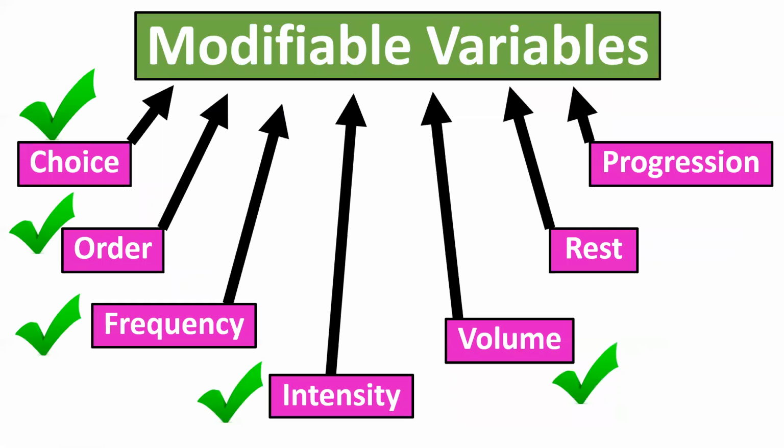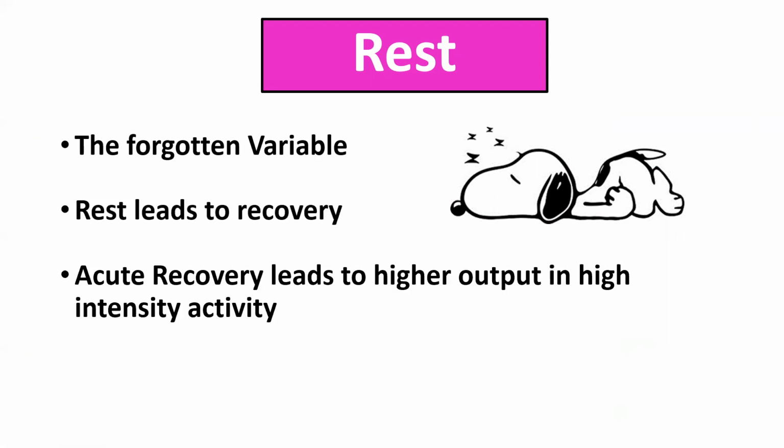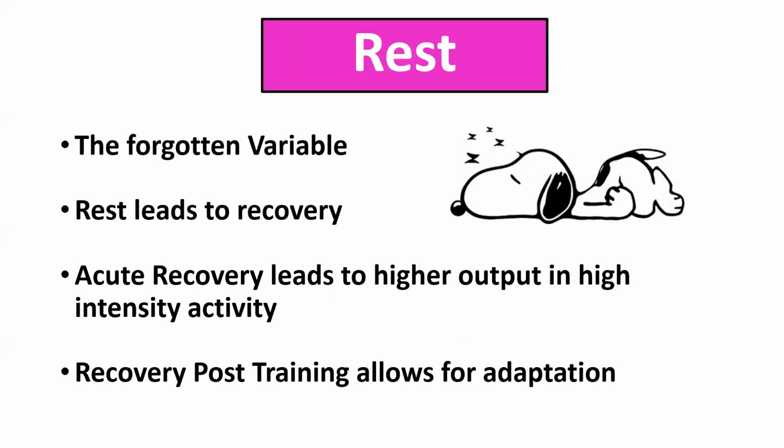Okay, so now we've gone through our major points. Now rest. That doesn't mean take a little rest from what we're doing. It means rest, the forgotten variable. Rest leads to recovery. Acute recovery between sets, between even exercises, between even repetitions, between training sessions, between training blocks. Recovery is what allows for adaptation. It is not the training that causes the adaptation. It is the recovery and remodeling from the training that the training stimulated that causes the actual adaptation.